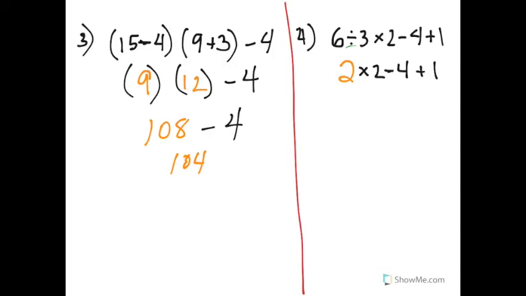Well now we'll do the multiplication. 2 times 2 is 4, and we'll carry down the minus 4 and the plus 1. So now we will do addition and subtraction in the order that they appear because we're working from left to right. So 4 minus 4 is 0 plus 1, and that leaves us with 0 plus 1, which is 1.